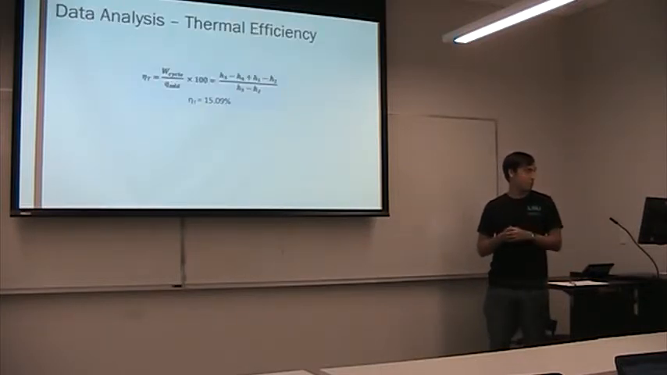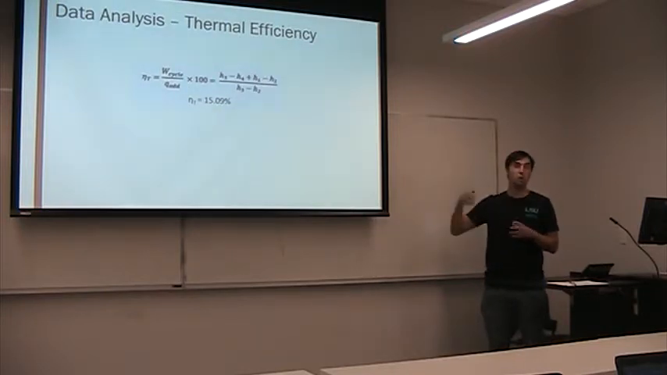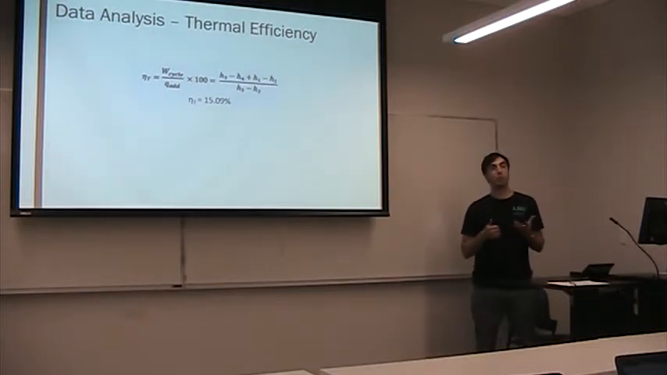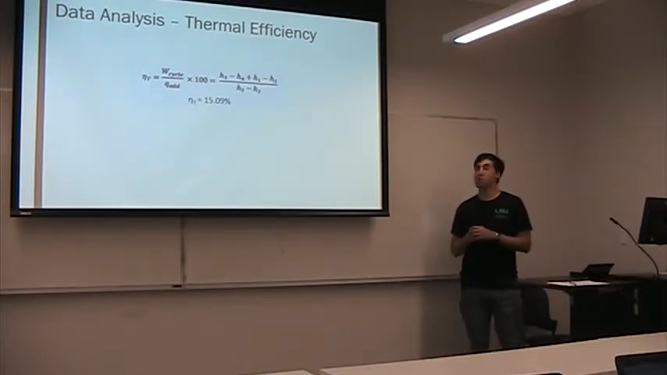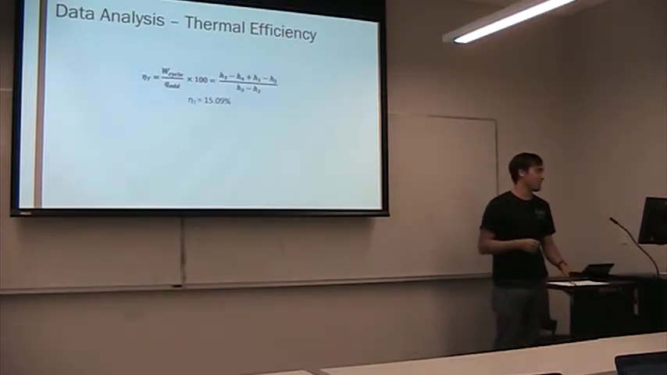Thermal efficiency of the system, so this is another case where you use the enthalpies. Basically you just figure out the work done by the cycle divided by the heat you had to put into it. And the efficiency I calculated for the data I had was 15%, so pretty low. Not great, but nothing's going to be 100% in real life.